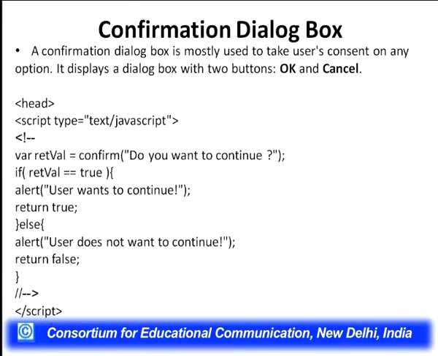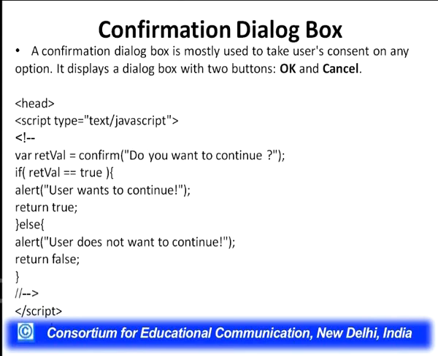Then the next box which we see is the confirmation dialog box. A confirmation dialog box is mostly used to take the user's consent on any option. It displays a dialog with two buttons, OK and Cancel. Basically the alert box is only to show a warning to the user and it only has OK, whereas the confirmation box will give the user an option of providing yes or no. So basically it has two buttons, OK and Cancel.